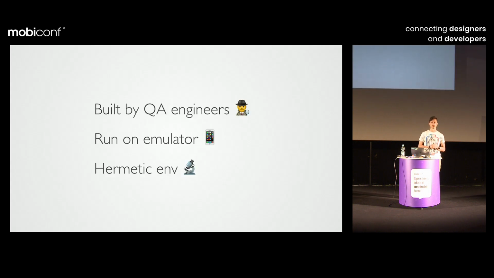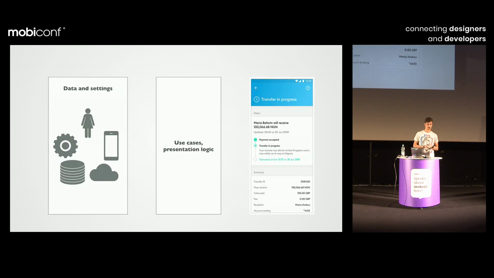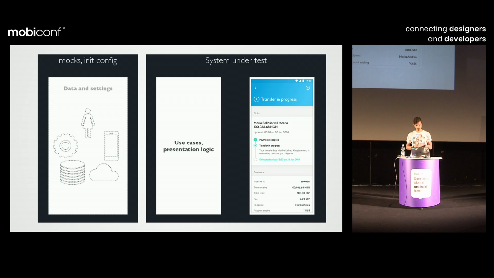Those tests are built by our QA engineers, and they are run on emulators or real devices. And each integration test is run in a hermetic environment. So what does it mean, the hermetic environment? If we take a single screen of the app, it is usually composed of three things. So it's data, it can be API, it can be database. Those are user settings or maybe device settings. There is also domain, so use cases and presentation logic, and of course layout. In integration tests, data and settings are mocked and/or provided as an initial config for each integration test. And what is tested is our domain, the presentation logic and layout.